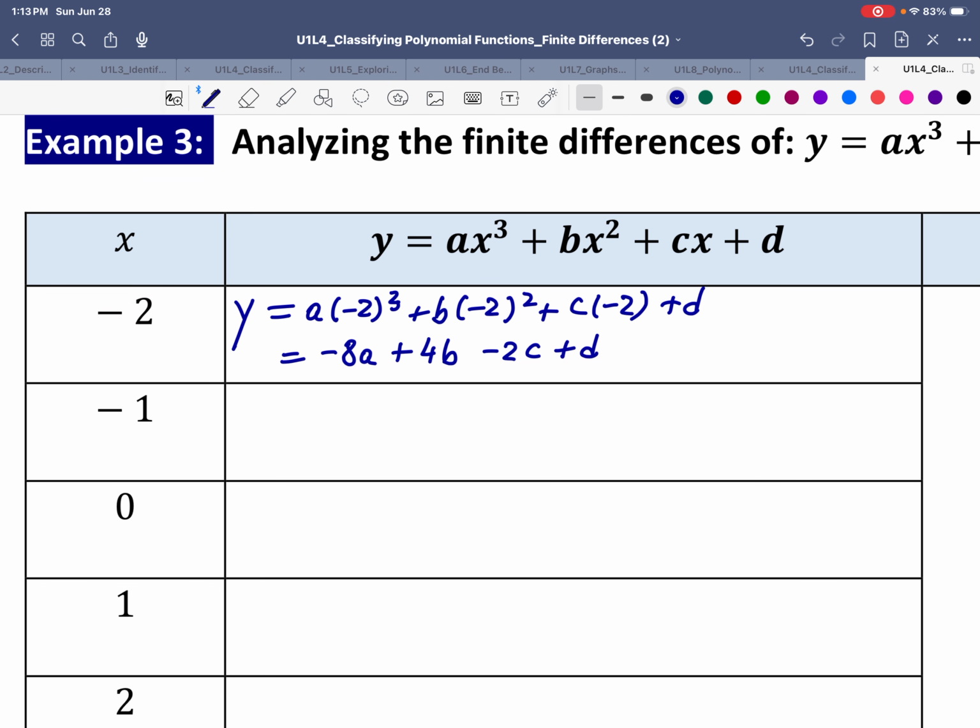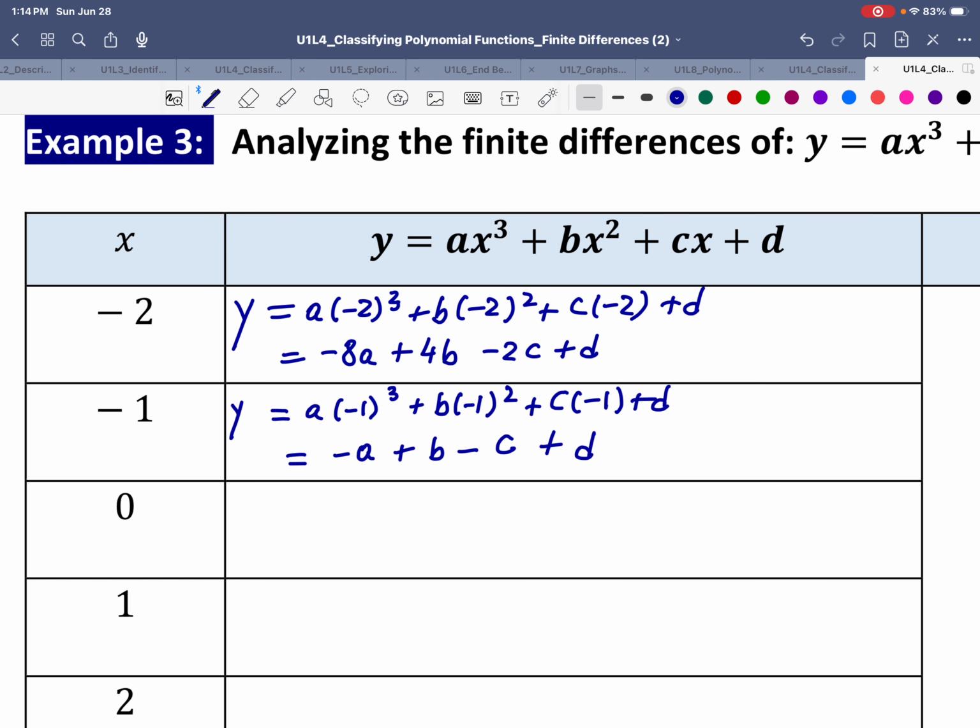So in a similar way, we'll find the value of y at negative 1. So we have a, negative 1 to the power of 3, b, negative 1 to the power of 2, c, negative 1, and then plus d. We'll simplify. We have negative 1 to the power 3, negative 1, so that's negative a, and then plus b minus c plus d.